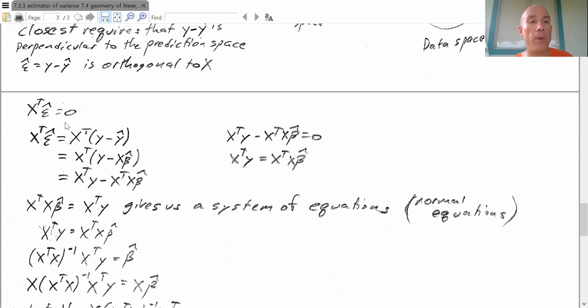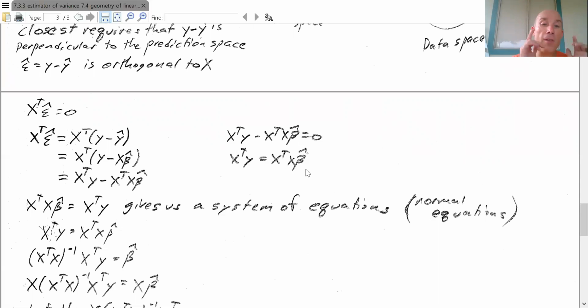Orthogonal means that if I multiply them, I'm going to get 0. I know that x transpose times epsilon is the same as x transpose times y minus y hat. Well, y hat is x times beta hat. And so now I'm going to distribute the x transpose. I know that x transpose times the observed residuals is 0, and I know that x transpose times the residuals is equal to this. Therefore, this whole thing has to equal 0. Boom, I get this. Let's move this over. So I see that x transpose y is equal to x transpose x beta hat.